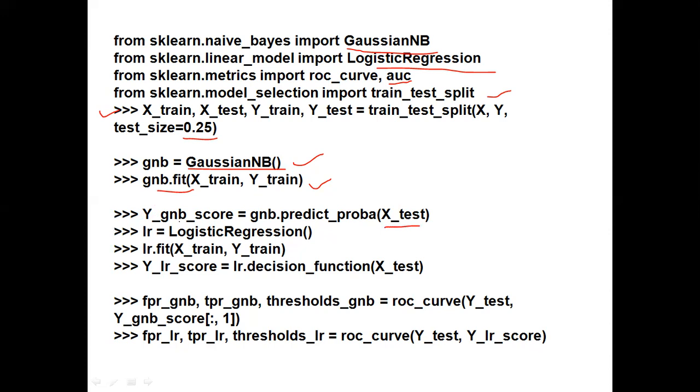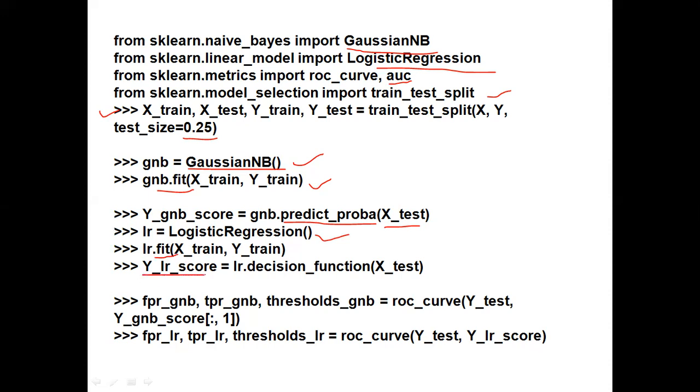So here in y_gnb_score we are storing this accuracy, and we are calculating it using the predict_proba function, because my algorithm is based on probability theory. This function is equivalent to the accuracy score function, where we are predicting the probability. Then here we are building the logistic regression model. We are creating the object of logistic regression, LR equal to LogisticRegression. Then we are training the logistic regression model on this training data set.